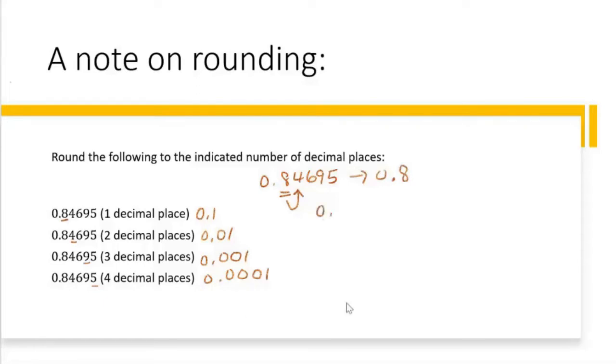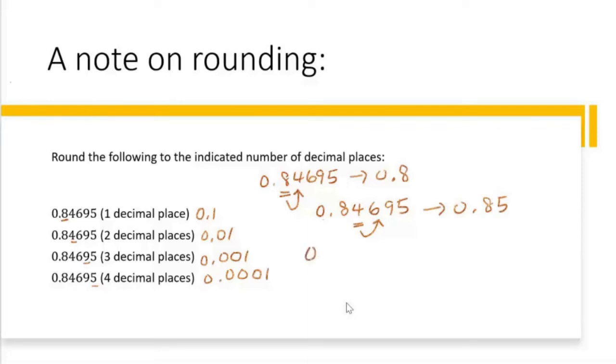To round to the nearest hundredth, we'll look at the second decimal place. Again, we're just going to look one spot to the right. If that value is 5 or greater, we're going to round the 4 up to a 5. So we get 0.85. In other words, we're rounding up from 0.846 to 0.85.